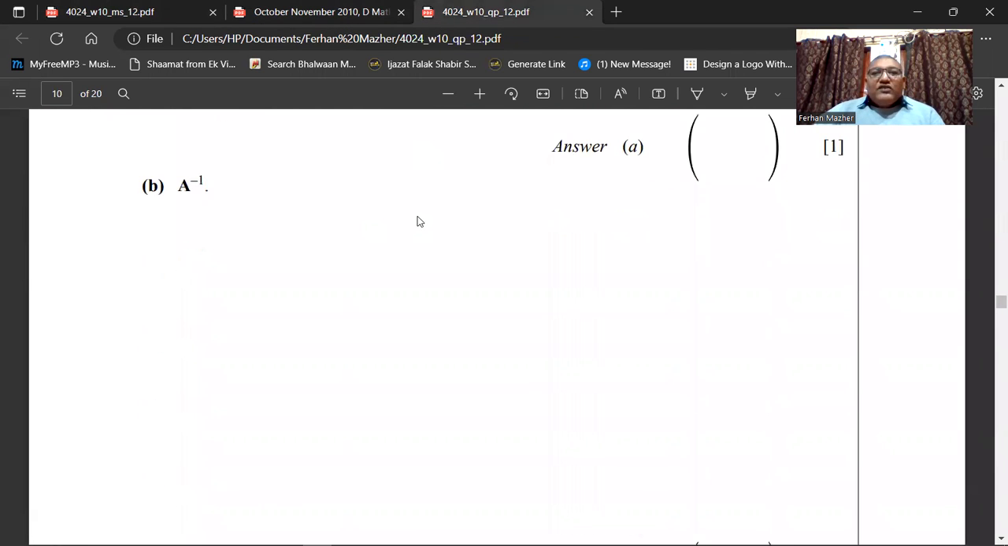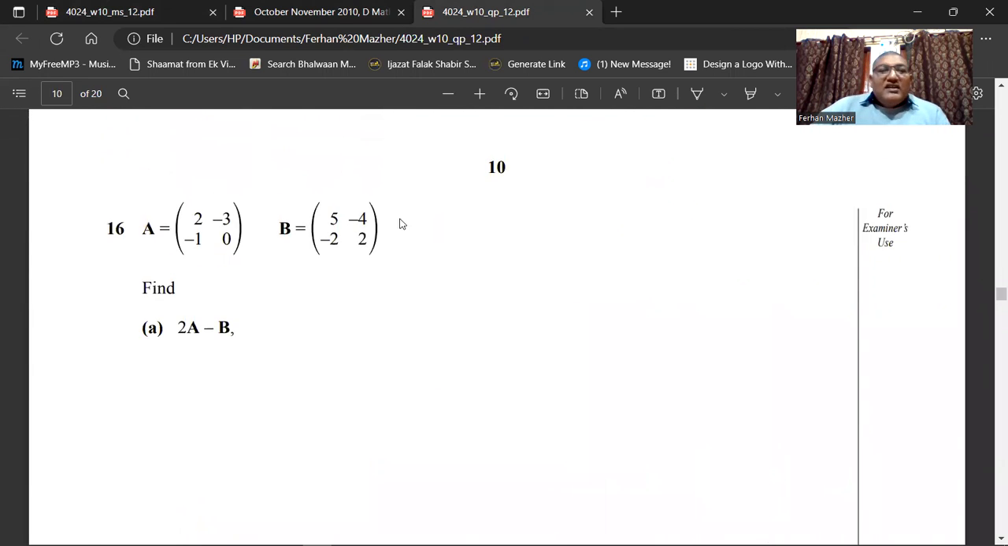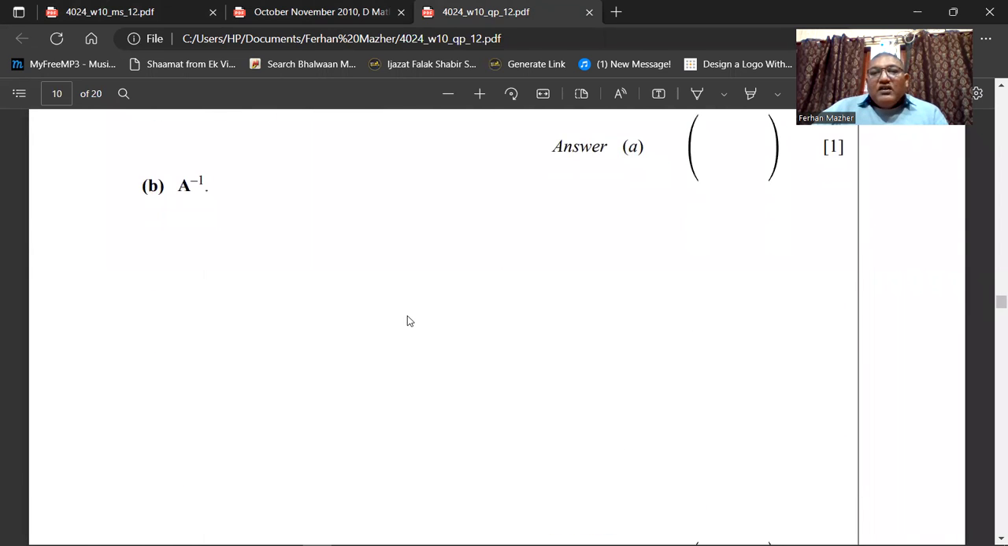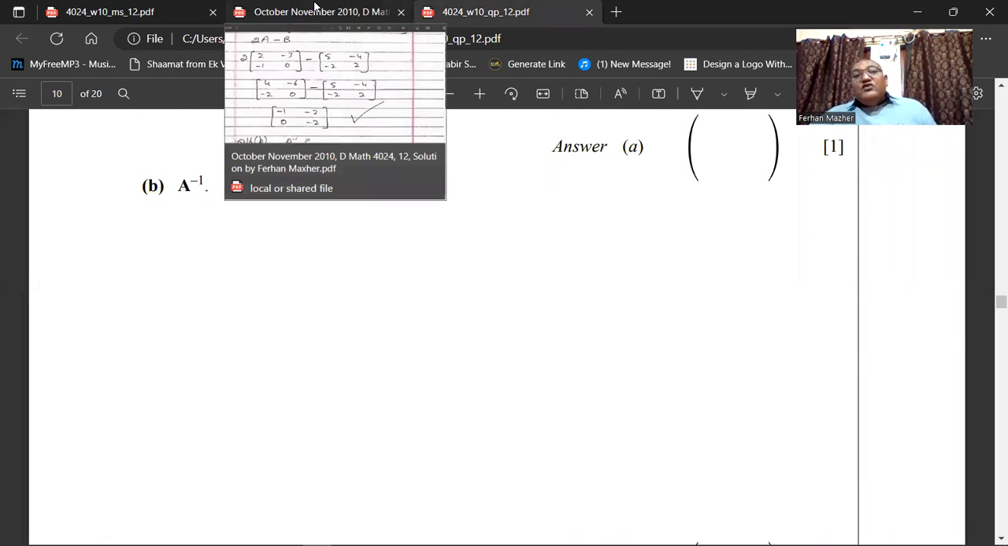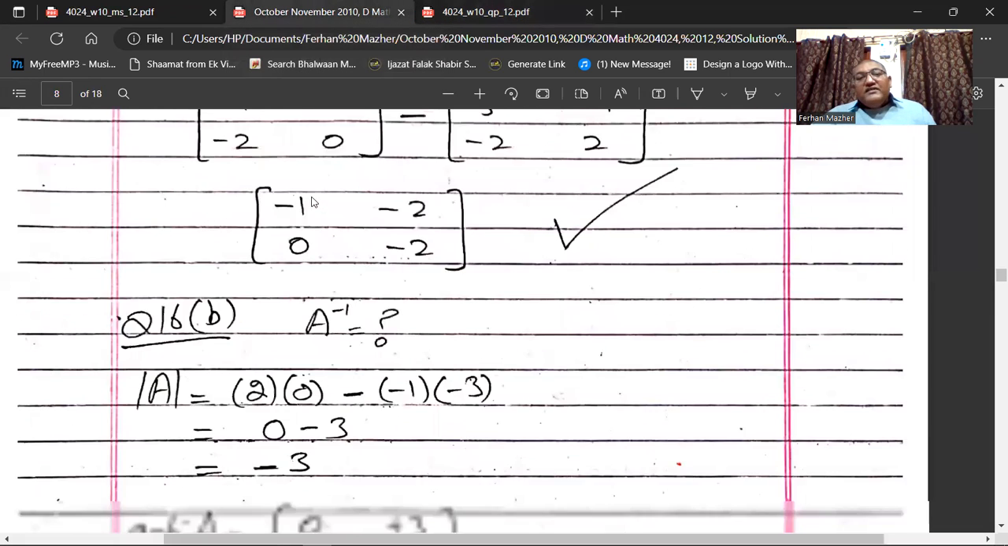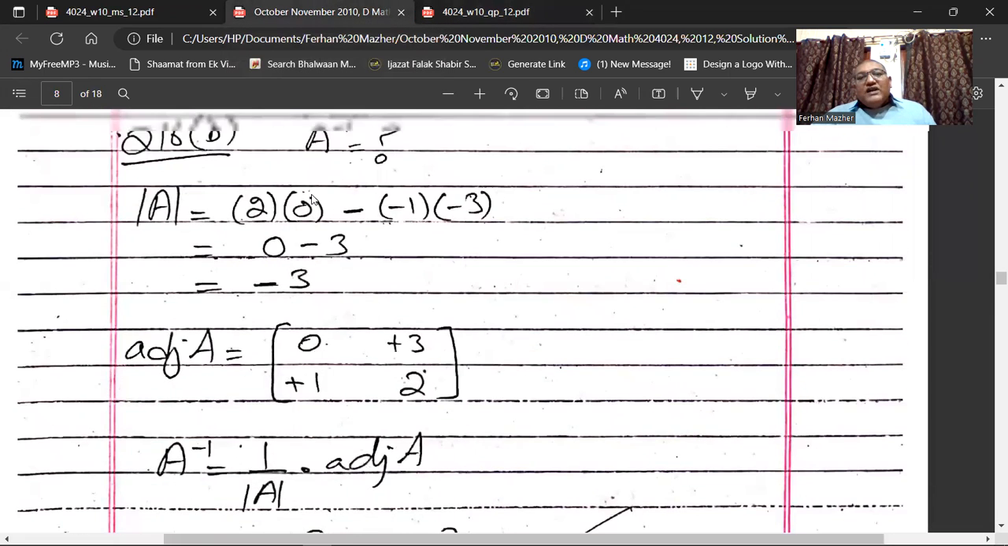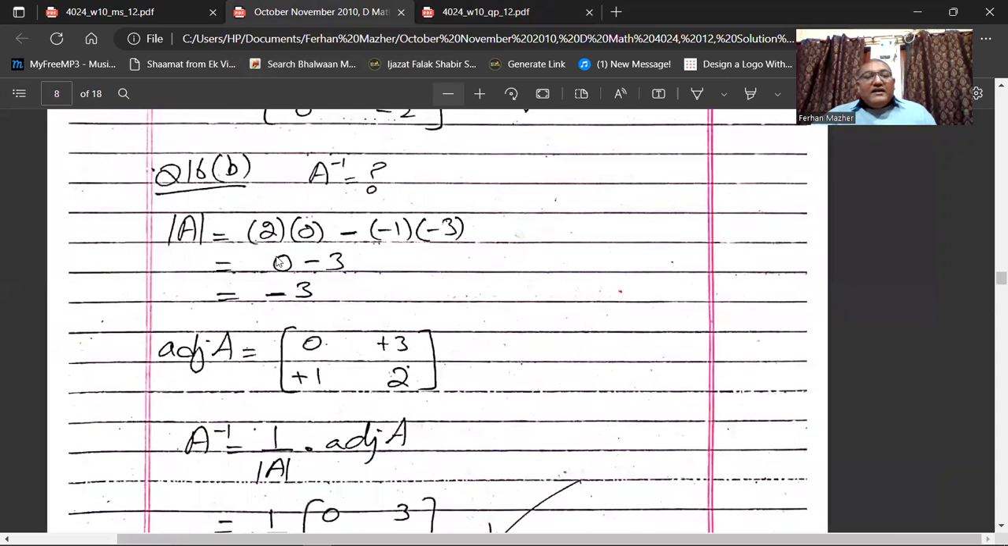Okay, so we are going to the next question, and that question is of 2 marks. He wants us to find the A inverse. A is this matrix. We want to find its inverse. So if you want to find the inverse of a matrix, you need to find its determinant. You need to find its adjoint. And the formula for the inverse is A inverse is equal to 1 by determinant of A into adjoint of A.